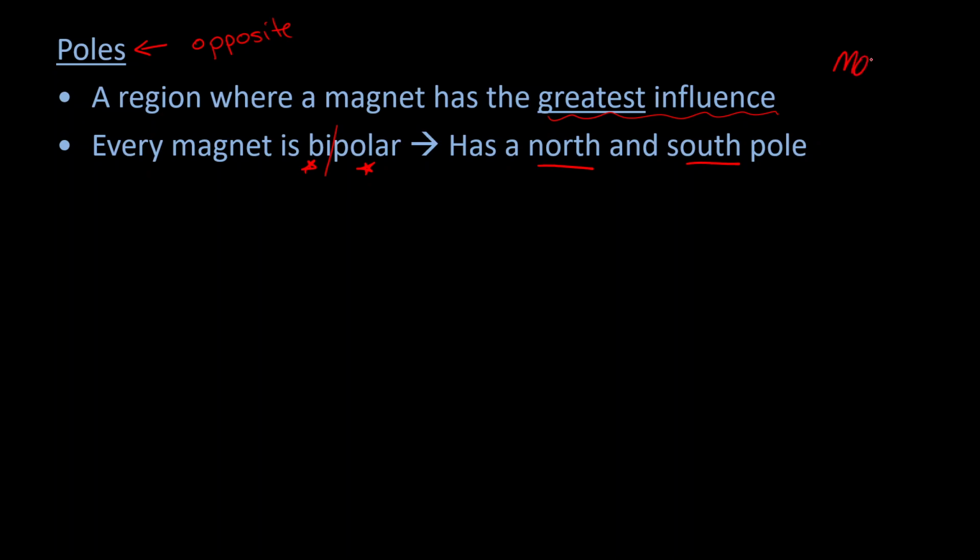Now, there is something called a monopole. We're not going to cover that, but you can have a look at that. And if anyone is interested, I can look up some info and send it along to you. But for us, everything will have a north pole and a south pole, and those are our two opposites.